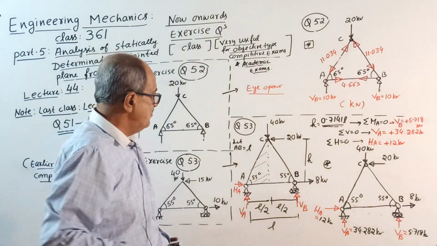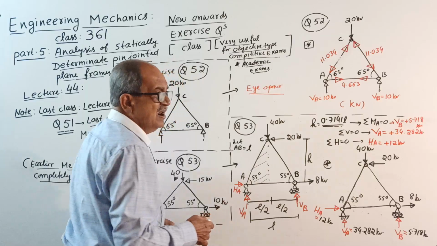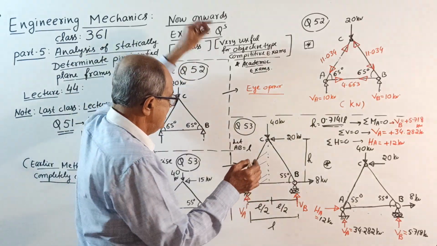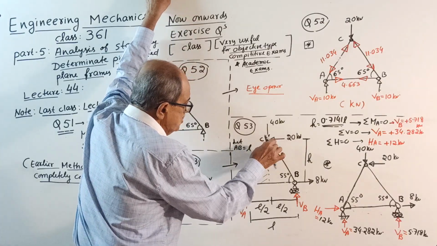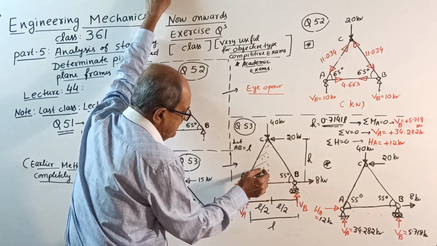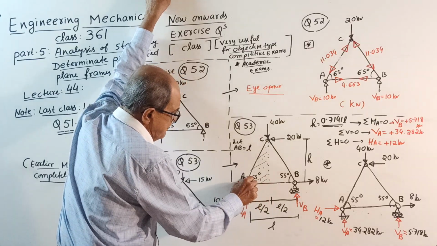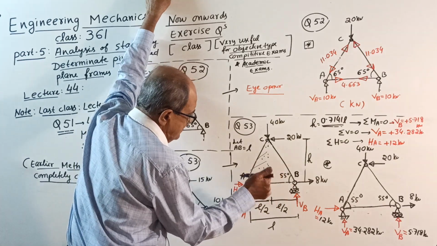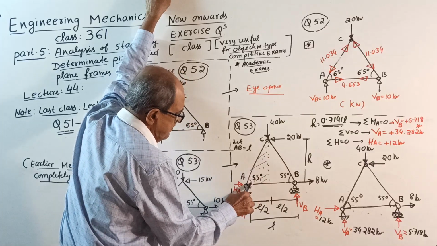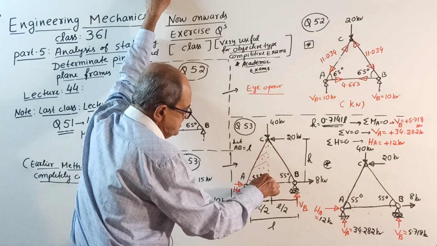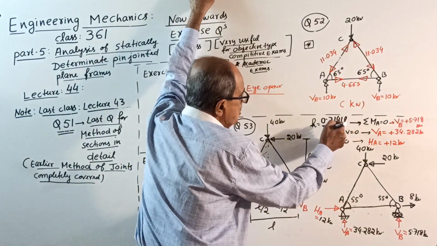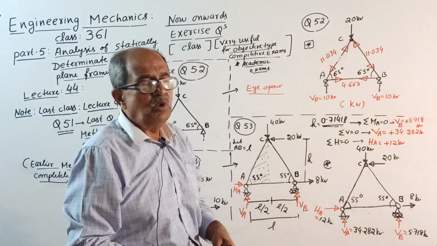See, how to get it now? First of all, these are all already done hundreds of times. See correctly what I am doing. You consider this triangle. See here, this triangle. Tan 55, this is 55 degrees, this is 55 degrees. Tan 55 equal to height h divided by L by 2. That will give h equal to 0.7141 L.